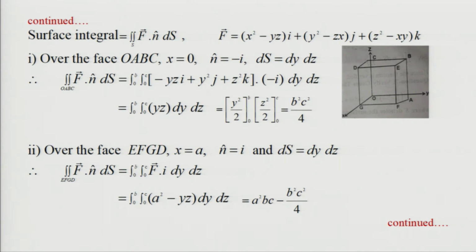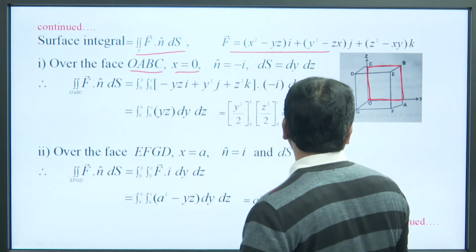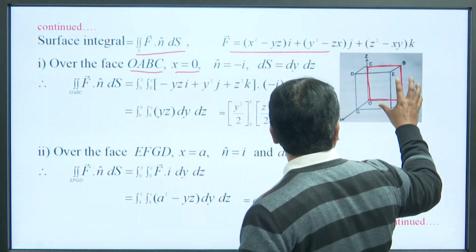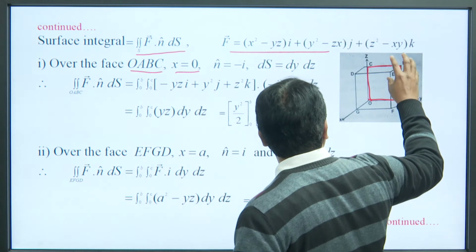Now, let us evaluate the surface integral. The surface integral is f dot n dS, where f is equal to this, and this surface has 6 faces. So, we have to evaluate one by one. Over the face OABC, for this face x is equal to 0. This face lies in the yz plane.